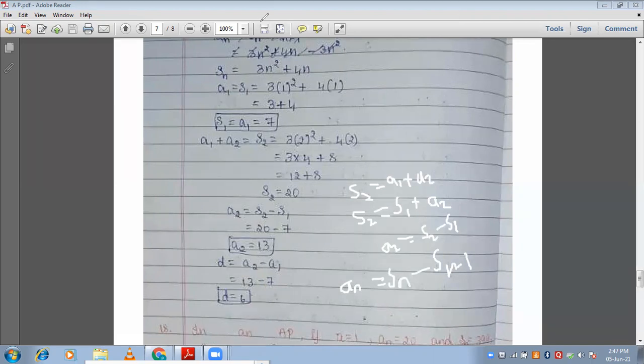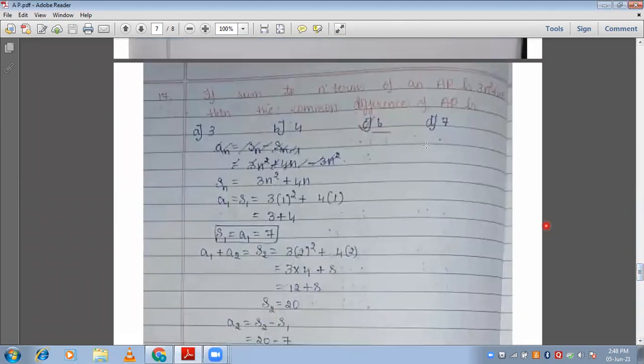Now substitute the values. S2 we know is 20, minus S1, which is 7. 20 minus 7 is 13. So we need to find out the common difference. Common difference D is equal to A2 minus A1. A2 is 13 minus A1, which is 7. So 13 minus 7 is 6. So which option? Option C is correct.